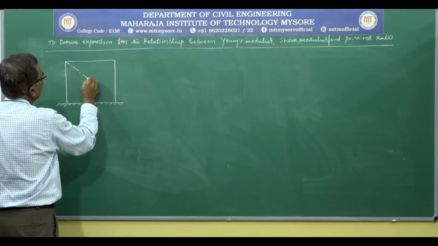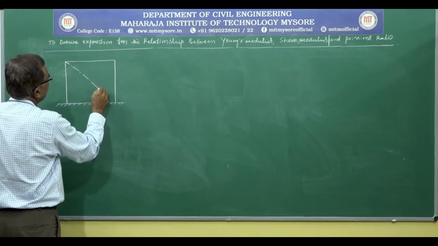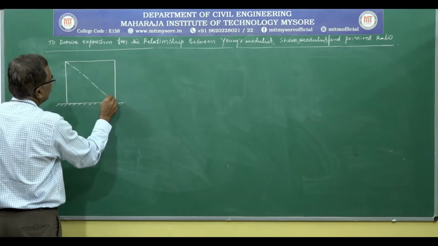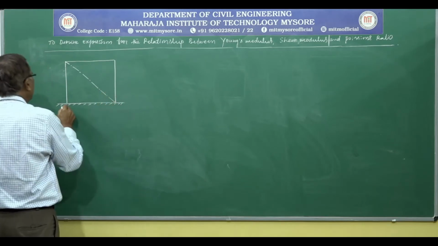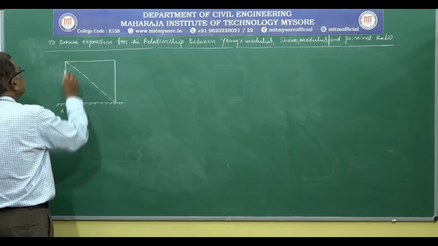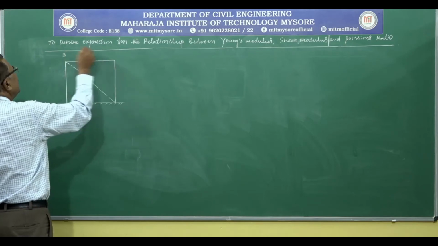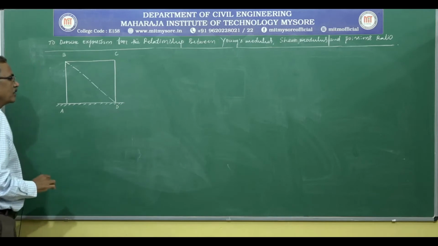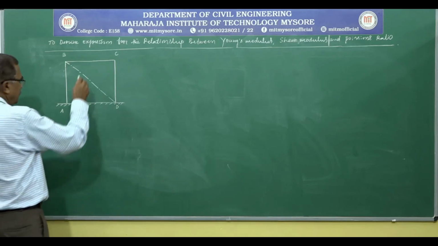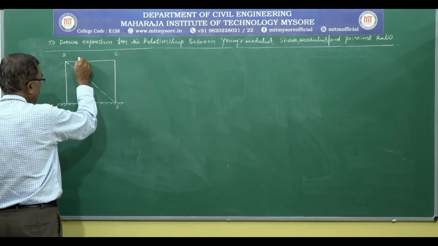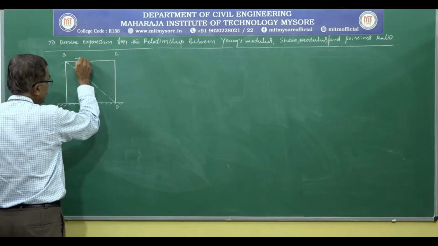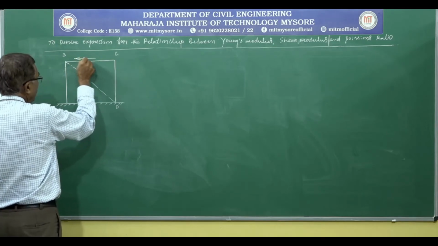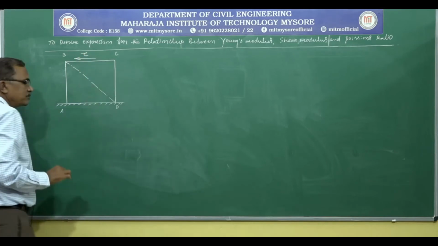Join the diagonal of the element. Let A, B, C, D be the element. Again, let this element be subjected to shear stress of magnitude tau at its top edge.